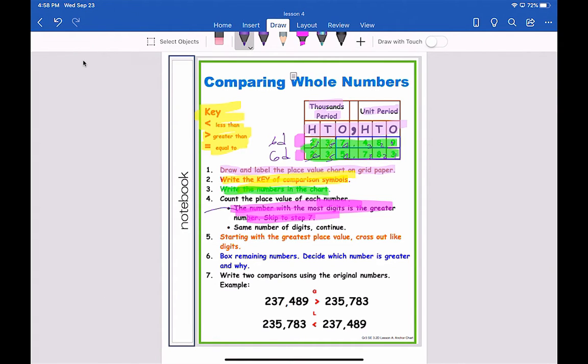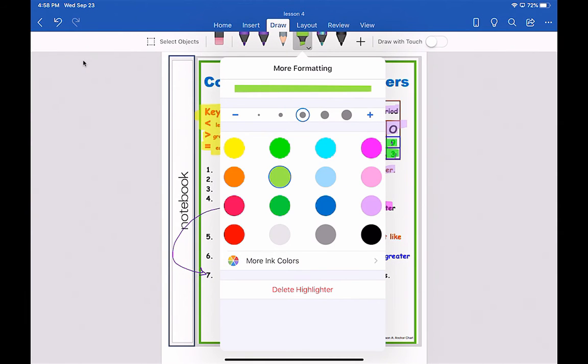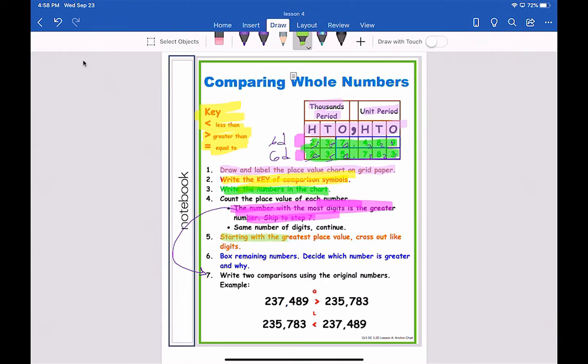If they are not the same, we jump to step number 7, where we write the comparison, since we found the biggest number. If they have the same number of digits, as is the case here, we go to step number 5. In step 5, you start with the greatest value and cross out like digits. You compare the greatest place value, which is always more on the left. In this case, the 100,000 period, and since there are two different digits, we make a line. We go to the next one.